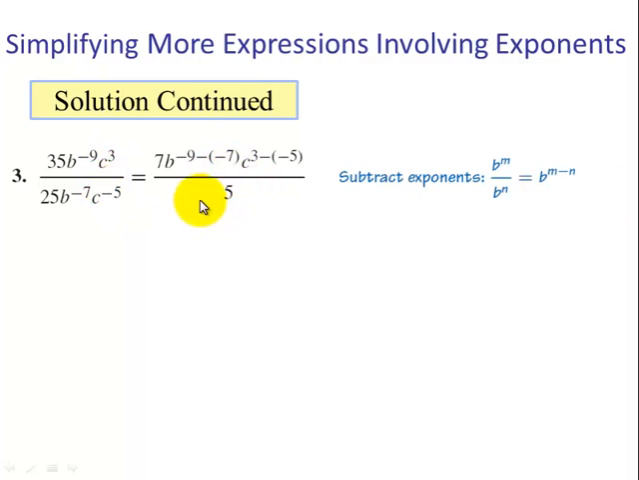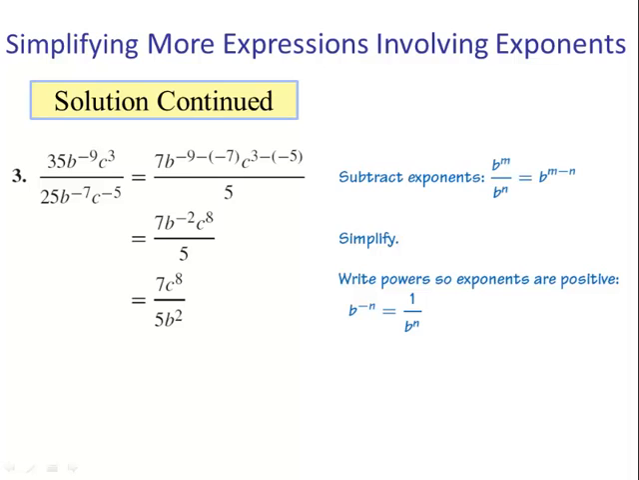So the only thing that we have in the denominator is our 5. We have 7 in the numerator, b in the numerator, c in the numerator. Negative 9 minus a negative 7 becomes negative 2. 3 minus a negative 5 becomes 8. So this has a positive exponent, this one has negative, this one has positive, and this one has positive. So our last step is to send the b down to the denominator and change the sign. So we now have 7c to the 8th divided by 5b squared, and we are finished.